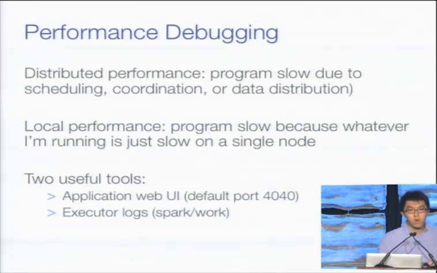Two of the most useful tools you can have: the first is the application web UI, which by default goes to port 4040. If you've never used it, you should. The other one is slightly less exposed: the executor logs, which by default go into the work folder on each of the Spark executor or worker nodes. This is where all the task information is logged.